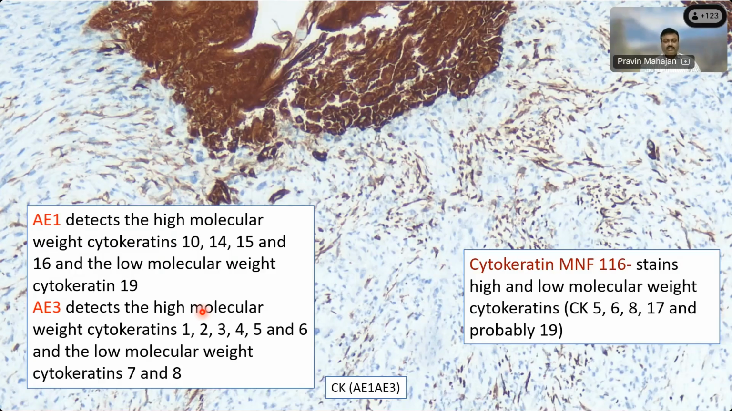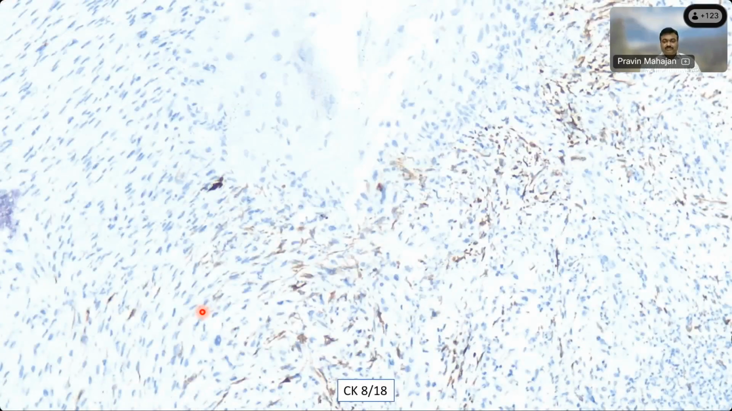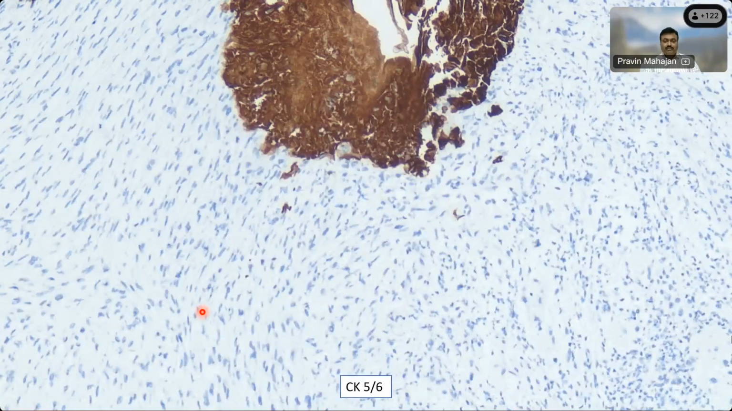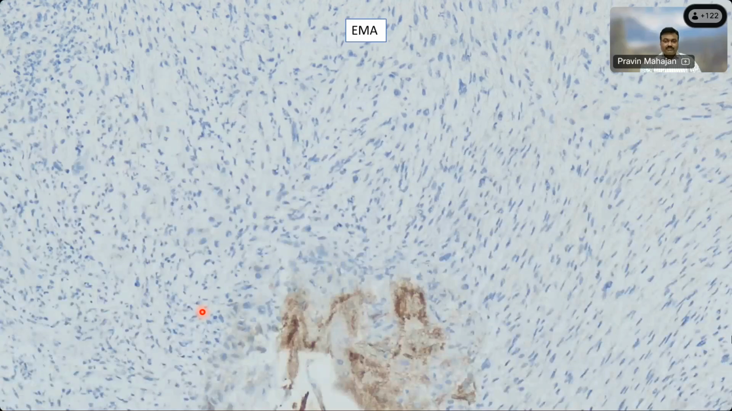So moving ahead, I also did another cytokeratin, which is not covered in this cocktail, CK8 and CK18, which also showed positivity in a proportion of these spindle cells. CK5/6 was negative, although it is covered in A1, A3. That tells us that these cells do not have CK5/6 in them. This protein is not present. That's why this CK5/6 antibody is negative.